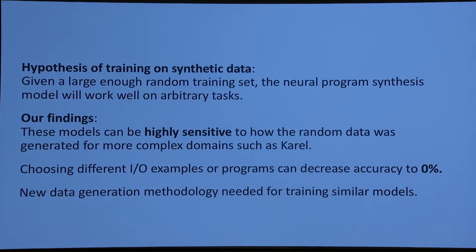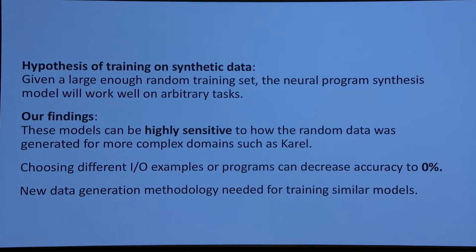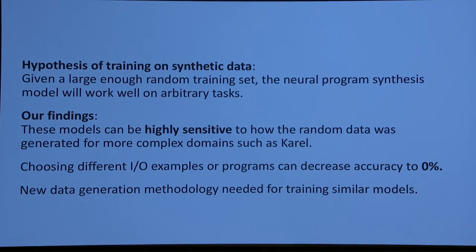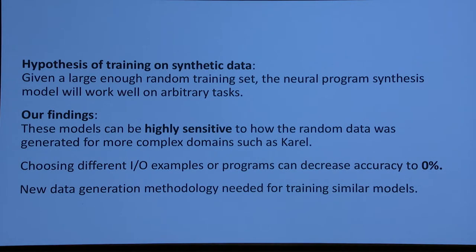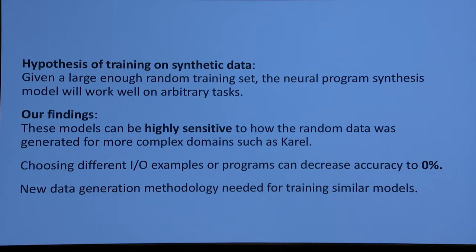However, when we look deeper and experiment further with these algorithms and the learned programs, we find that even though on the test sets given in the papers they can produce very good results, these models can be highly sensitive to how the random data was generated for more complex domains such as Karel. In particular, when we choose different input-output examples, it can decrease accuracy all the way down to 0%, even though on the original test you can have very high accuracy. This demonstrates the challenge that we need new data generation methodology for performing these tasks and also for evaluating these learned programs.